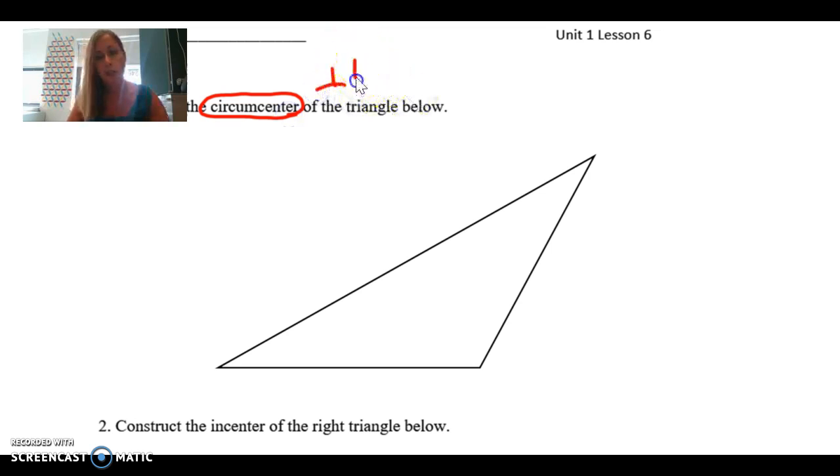So I'm going to be doing perpendicular bisectors for all three sides of the triangle. I'm just going to do one to remind you how to do a perpendicular bisector, and then you're going to continue with the other two after you're done watching the video. So let's just say I call this point A over here, point B over here, and point C. I'm going to do the perpendicular bisector of segment AB.